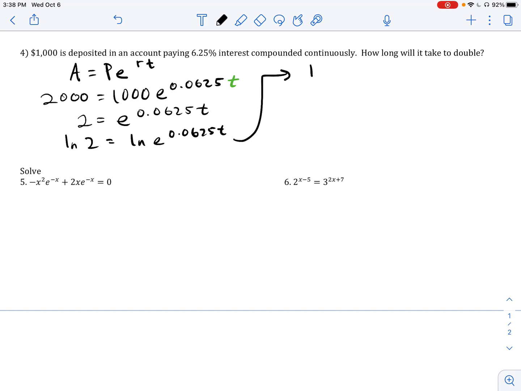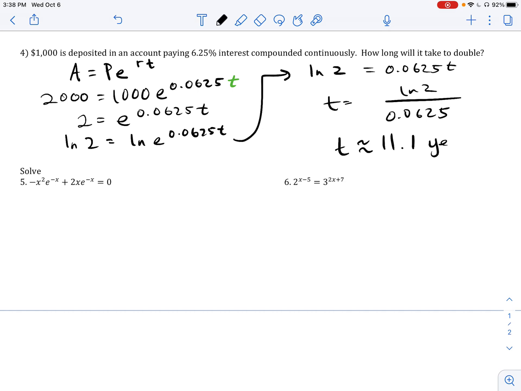The natural log of 2 is the numerator. The denominator, or let me just write this first. Since we took the natural log of that right side, we're going to get this. T is simply equal to the natural log of 2 over 0.0625. And if you told someone it's going to take natural log of 2 over 0.0625 years, they'd probably look at you like you were crazy. So we're just going to say it'll be a little more than 11 years. That's the approximate value.